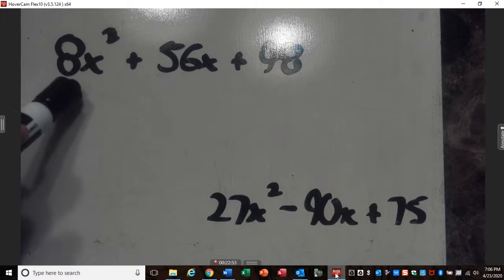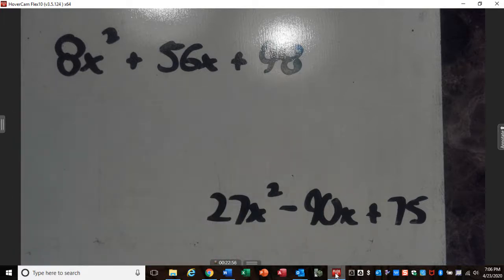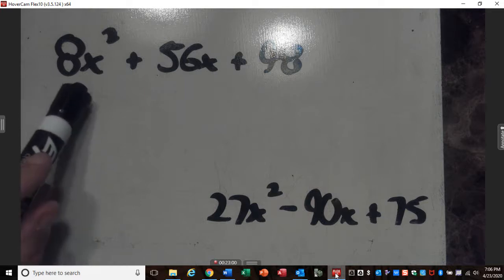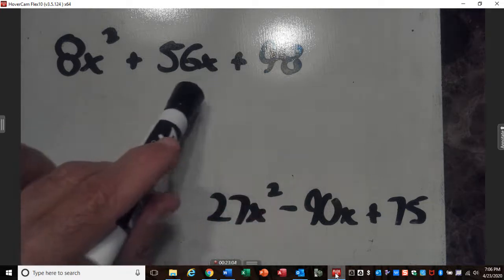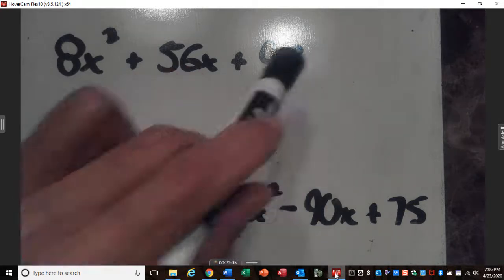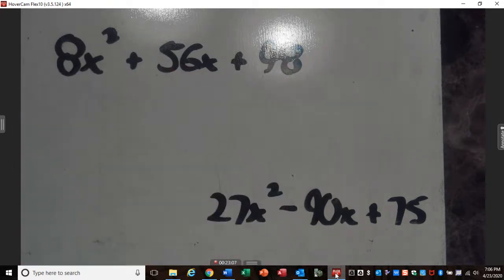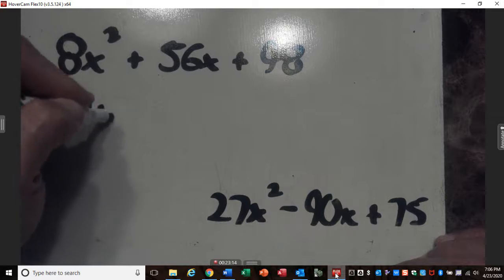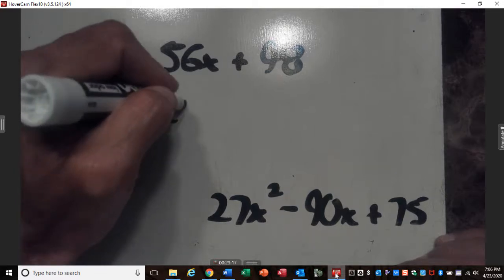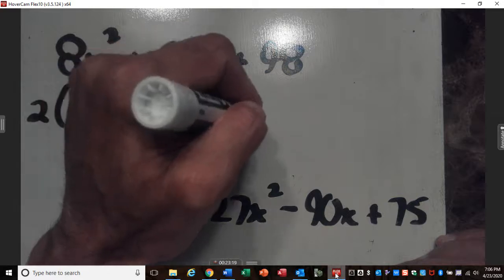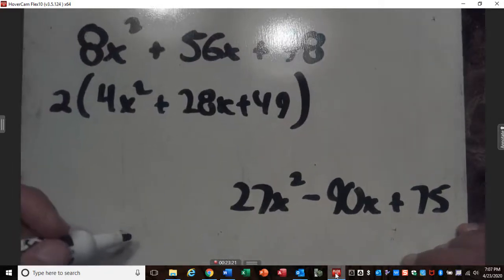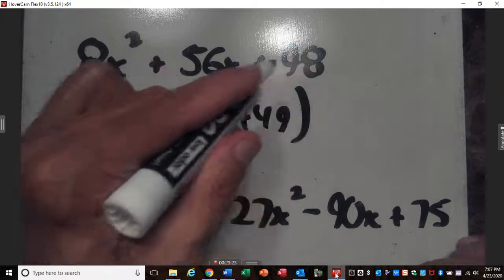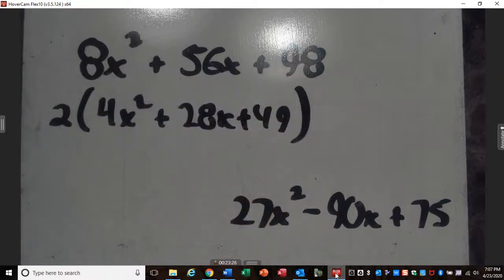All right, 8 is not a perfect square, nor is 98. But remember what I said, factor something out. What is common to all 3 of these numbers? We can't factor out an x. No x here. 8, 56, 98 is just going to be 2. Believe it or not, just 2. So we're going to factor 2 out, and what we're going to have is 4x squared plus 28x plus 49. Now remember, dividing everything by 2 because 2 is the common factor. Always look for a common factor.